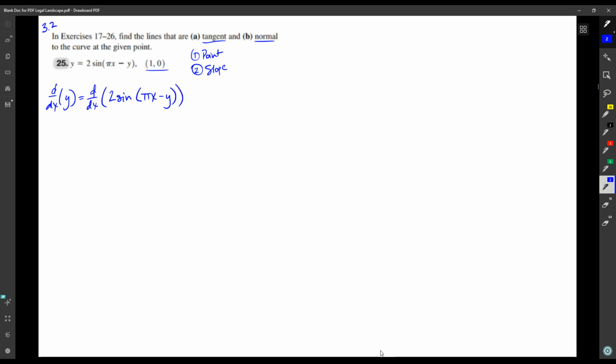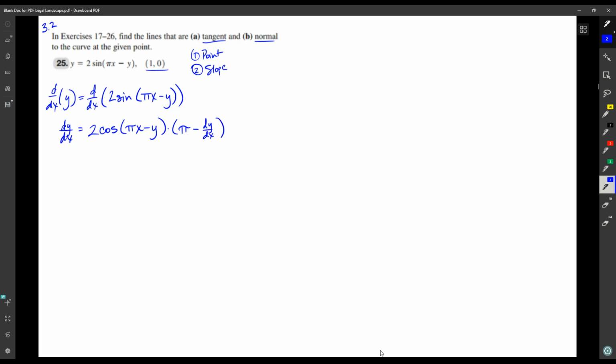And then we move on. The derivative with respect to x of y is just symbolic. It's dy dx. On the right, we're going to work this like a chain rule. So the derivative of 2 sine is 2 cosine. Keep the inside function of pi x minus y. And then multiply by the derivative of pi x minus y, which is pi, just by the constant multiple rule, minus the derivative of y, which is, we already said, dy dx.